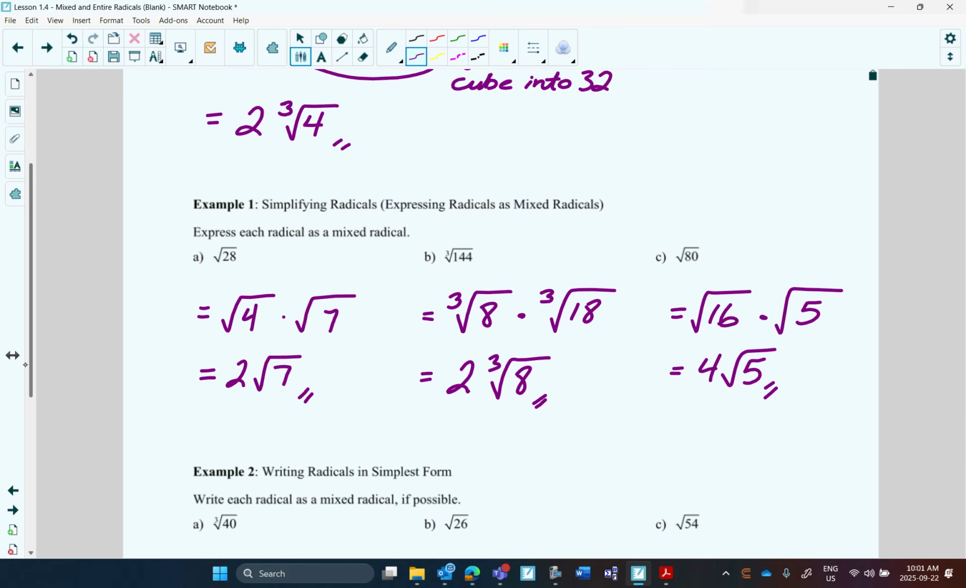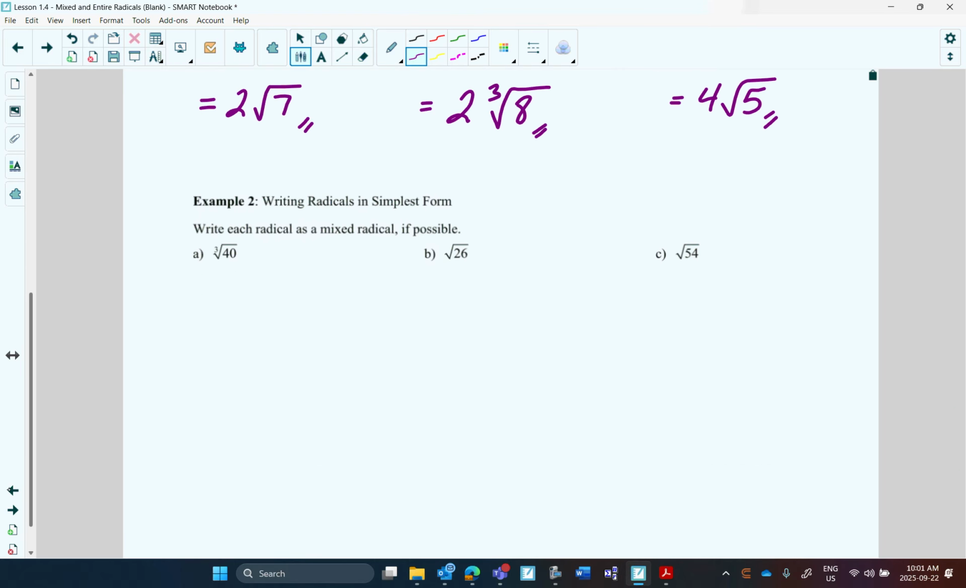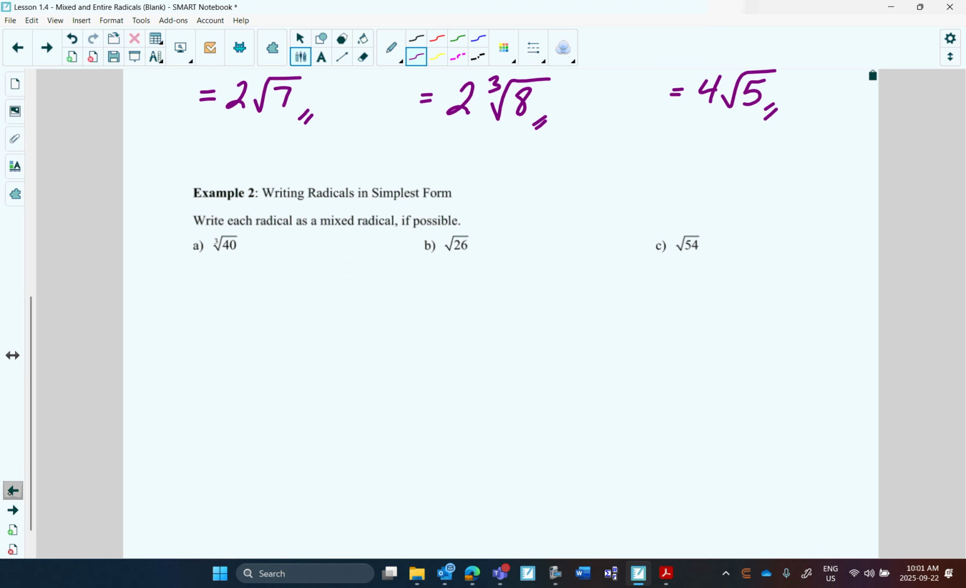I'm going to change the order up a little bit here. I want you guys to try C. Try C on your own. And then I want you to try A. I know I'm going to do it in a different order.